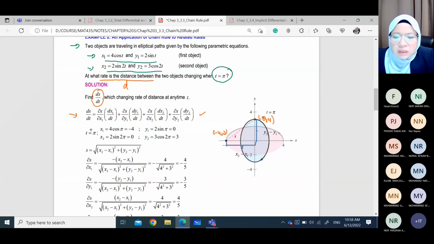Okay, so now we have t equal to pi. So pi, you masukkan pi. So here we have 4 cosine pi equal to negative 4 for x1, and for y1 here is 2 sine pi. Sine pi is 0, so 0 times 2 we have 0. Okay, alright, so this means that at this point it is the first object lah, negative 4, 0. Okay, objek yang pertama. And then it travels to this point. So this point is about 0, 3.